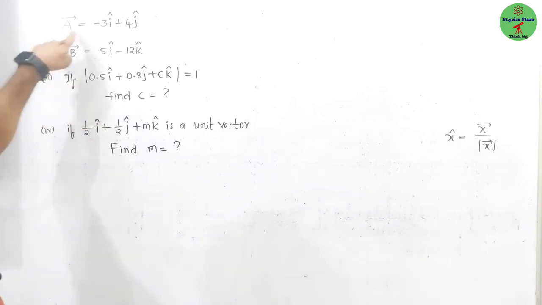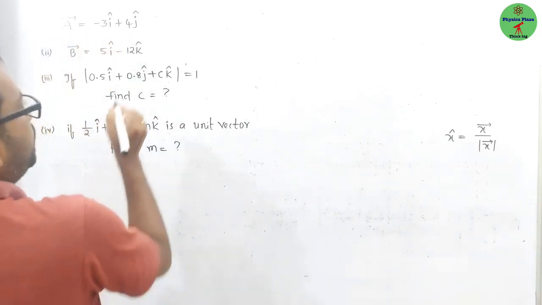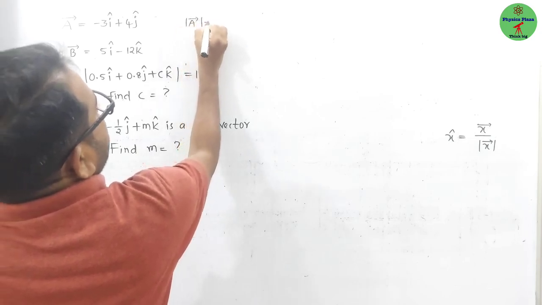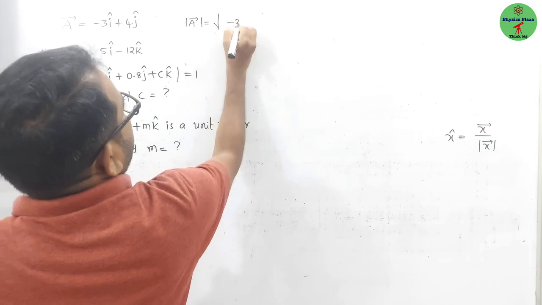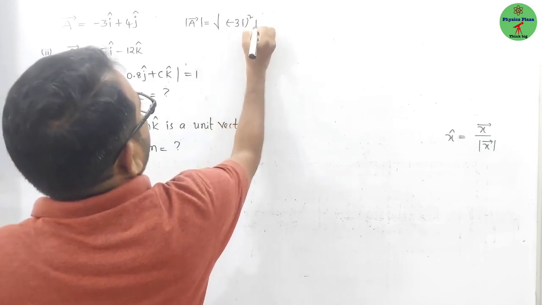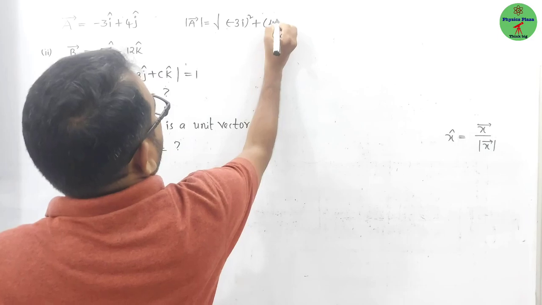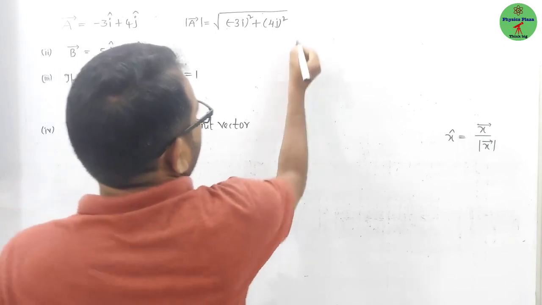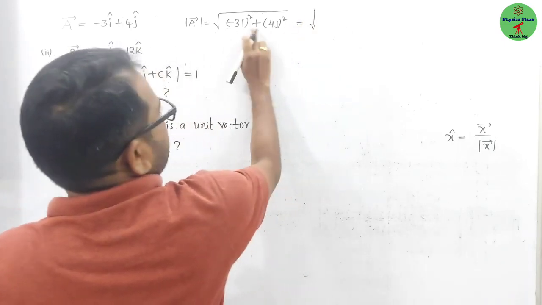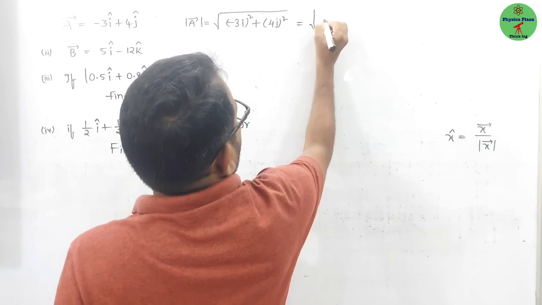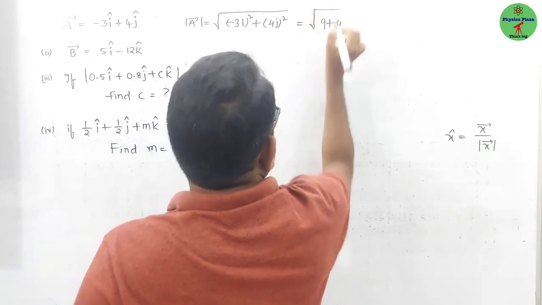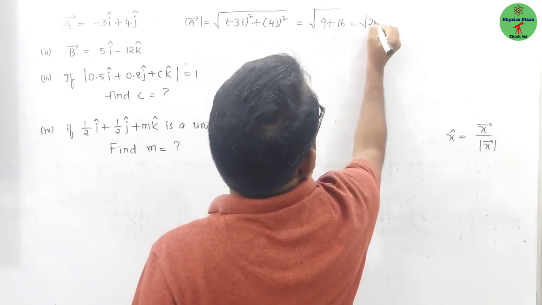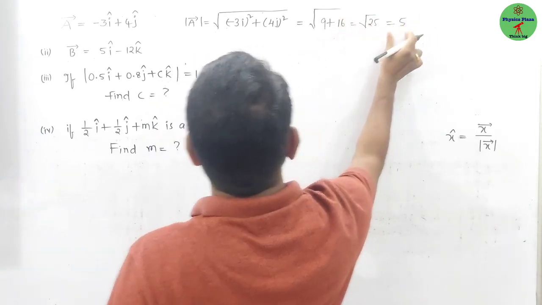Now here vector a is given. Now we need to calculate its unit vector. So first what we have to do, children? Yes, let us find out its magnitude, right? So magnitude a is equal to how much, children? Square root of minus 3i whole square plus 4j whole square. First we have to calculate the magnitude. Anyhow i square, j square value is 1 only, so this will be 9 plus, 4 into 4 is how much? 16. So this is going to be 25. Yes, so 5. So 5 is the magnitude.